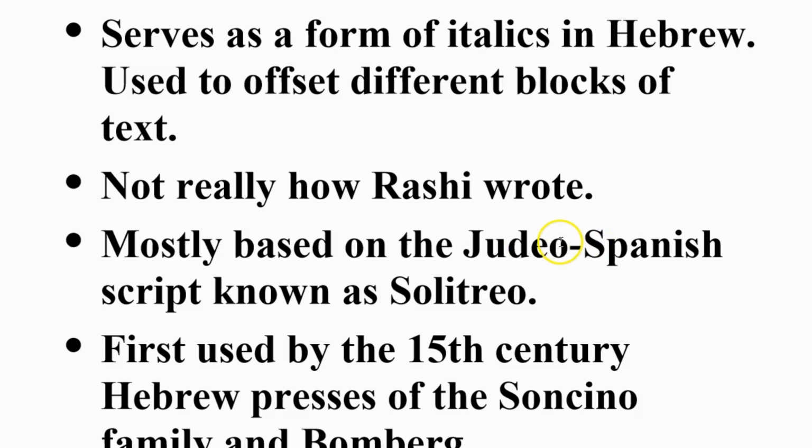And that, of course, was developed on the Iberian Peninsula in pre-expulsion Spain and Portugal. Of course, the Jews were expelled from Spain in the year 1492. And the Sephardim, who had their own language, which is sort of a pidgin of Hebrew and Spanish, carried that language with them and their script with them throughout the Mediterranean world. And that script is frequently called Soletreo.